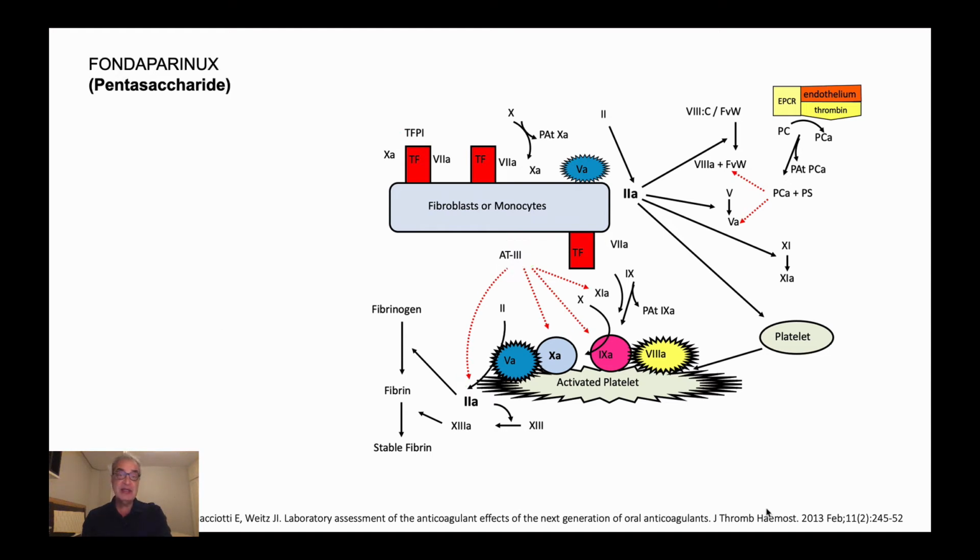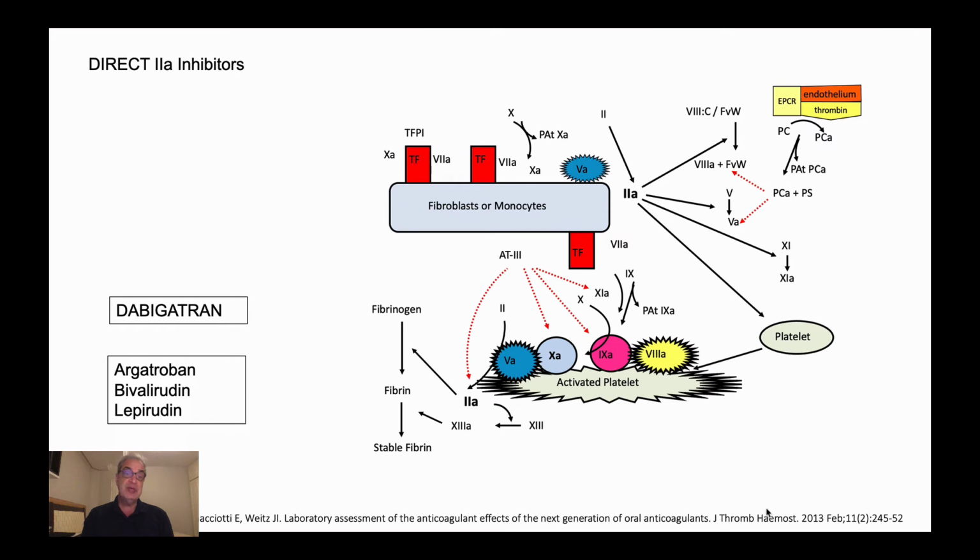Okay, fondaparinux, which is the pentasaccharide, is still an indirect inhibition of the coagulation cascade via antithrombin, but now a more selective factor 10A inhibition. And the development of fondaparinux led to all the knowledge we have regarding factor 10 inhibition with direct anticoagulants. Moving on, this is not new. Direct 2A inhibitors, the most important, dabigatran, but we have other synthetic IV factor 2 inhibitors like argatroban, bivalirudin, and lepirudin, and it's a straight block to factor 2, decreasing stable fibrin. So dabigatran directly blocks factor 2.